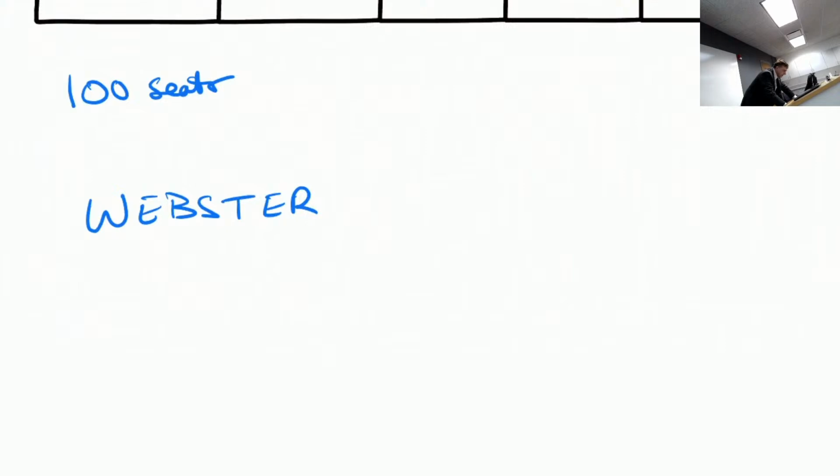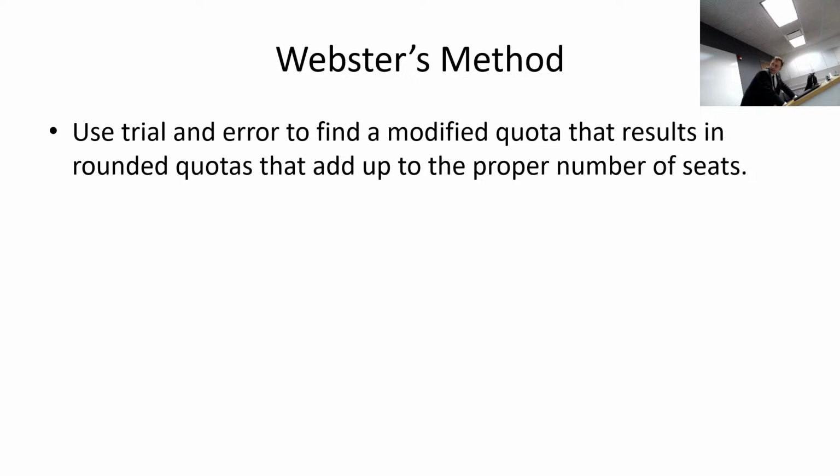But let me just put this Webster's method. There's Webster's method. Use trial and error to find a modified quota that results in rounded quotas that add up to the proper numbers. So notice that we're going to round in the normal way. Don't round everyone down. Don't round everyone up. We're just going to round the normal way. The normal way is if it's 0.5, you go up. If it's below 0.5, you go down.